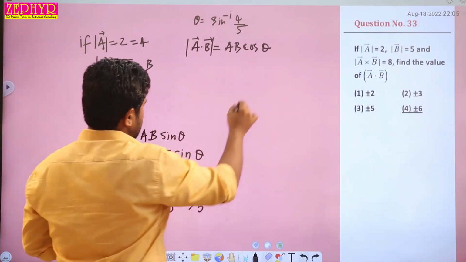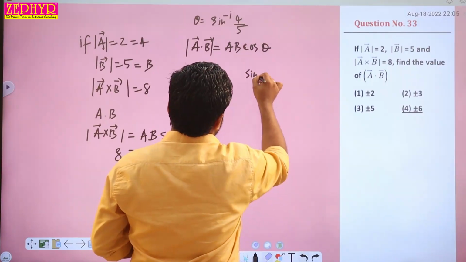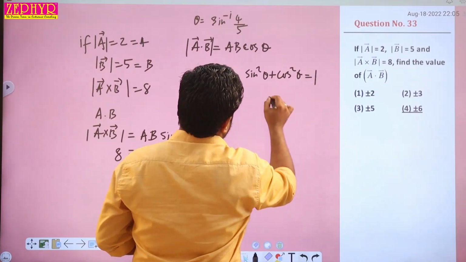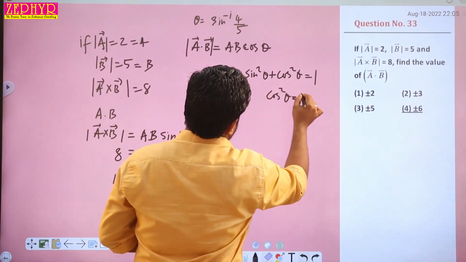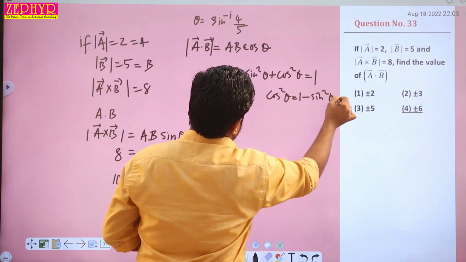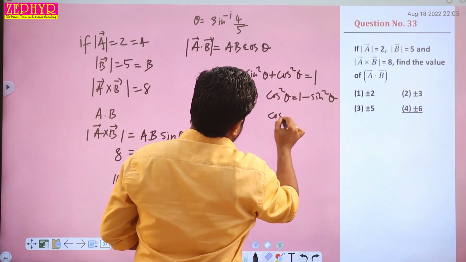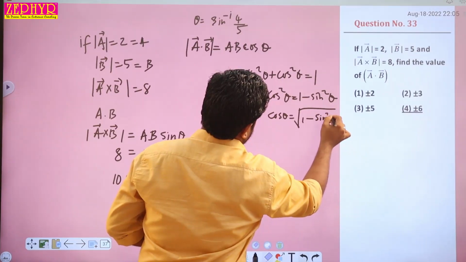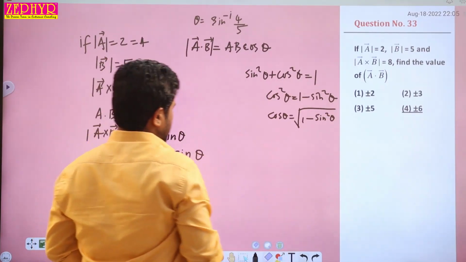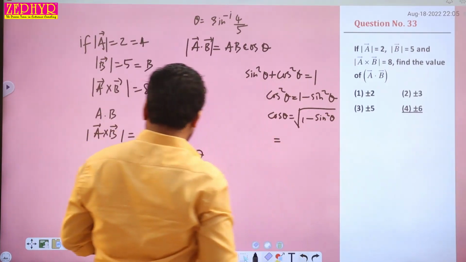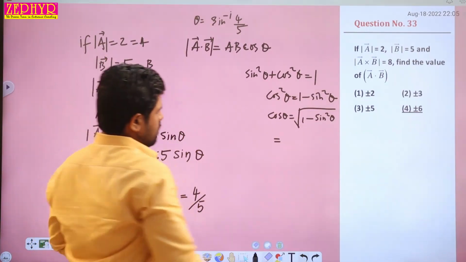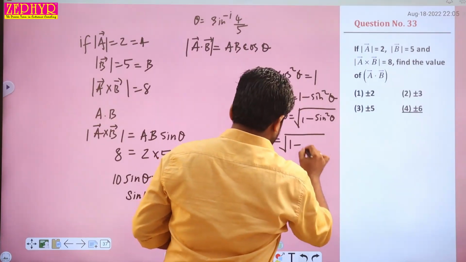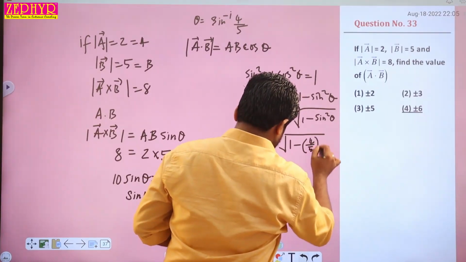4 by 5. So we know sin square theta plus cos square theta equals 1. So cos square theta is equal to 1 minus sin square theta. So cos theta is equal to root of 1 minus sin square theta. Now, we know sin theta is equal to 4 by 5, so cos theta is equal to root of 1 minus 4 by 5 whole square.